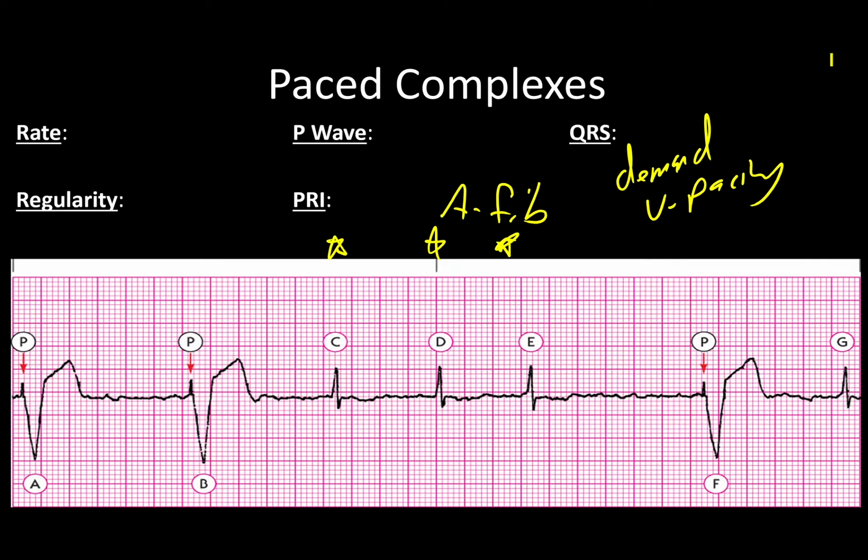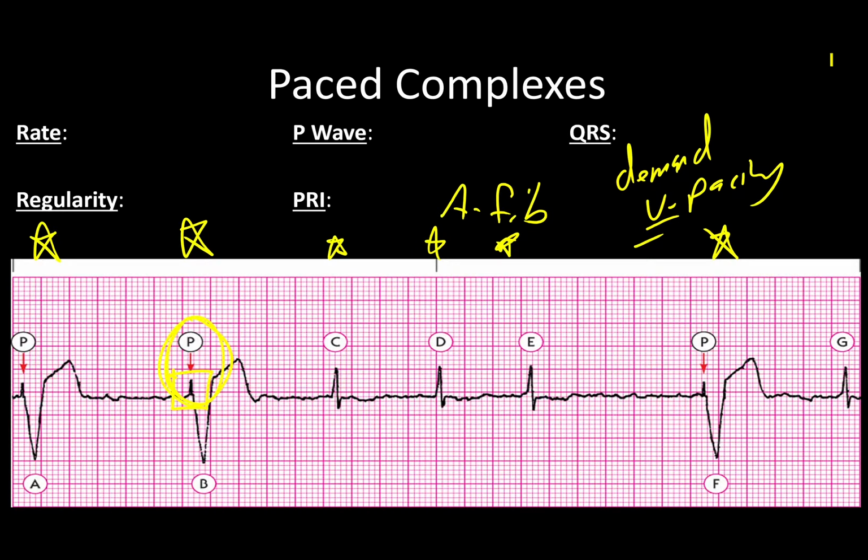And that's what you see here. So these beats here, A, B, and F, are all paced beats, specifically ventricular paced. You can tell for two different reasons. One, you get this pacemaker spike here.